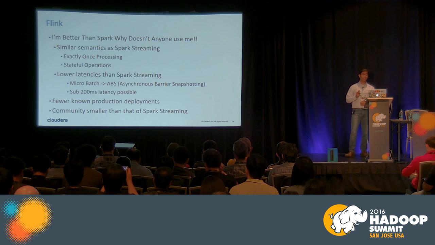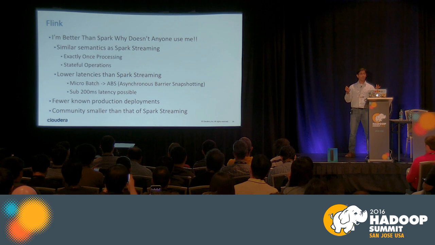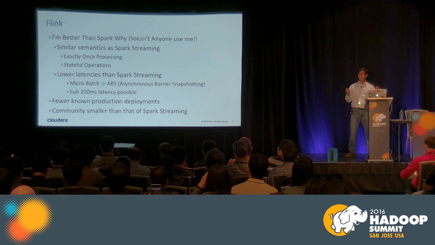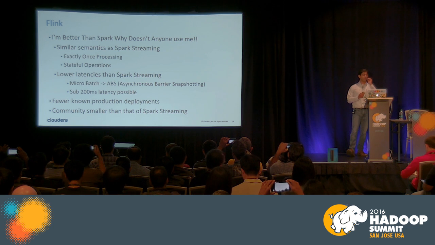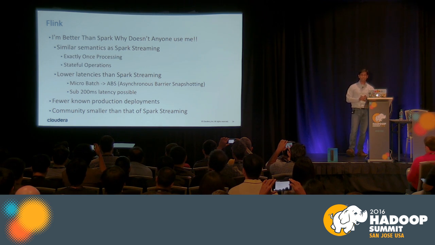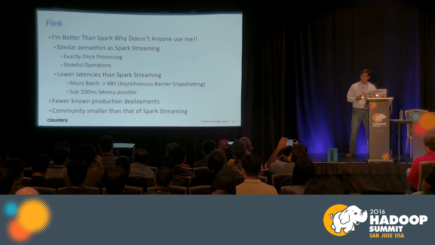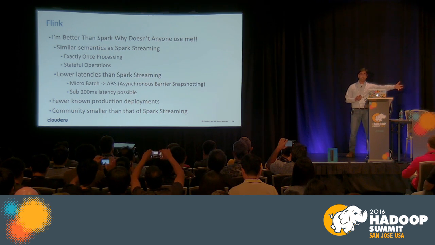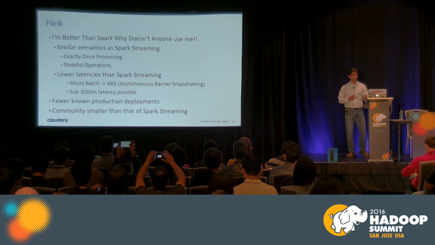Flink is compelling. If I had a funny T-shirt to distribute for Flink, the T-shirt would say, "I'm better than Spark. Why doesn't anyone use me?" So arguably, if you look at the underlying architecture, some would say Flink has the best architecture for real-time stream processing. It gives you an API similar to the Spark Streaming API, you have in-memory state and so on and so forth, exactly once processing semantics.